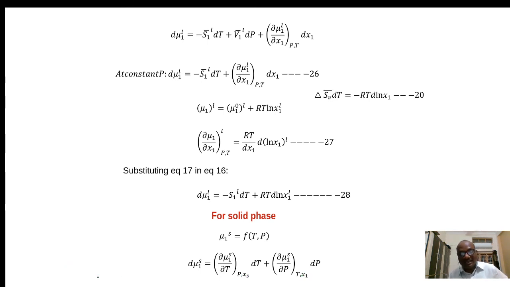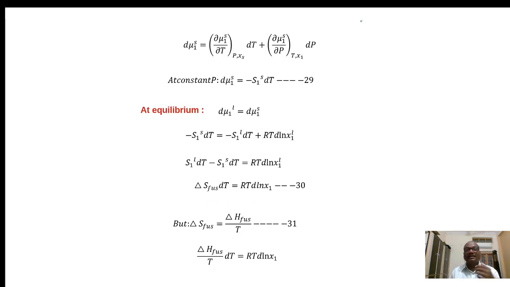So what is ∂μ1S/∂T at constant pressure? This is again the molar entropy of the solid phase. At constant pressure dP becomes 0, so this term vanishes. So only the remaining part is left: instead of ∂μ1/∂T at constant pressure dT, we can write minus S1 of the solid phase dT, which is the entropy of the solvent in the solid phase dT.